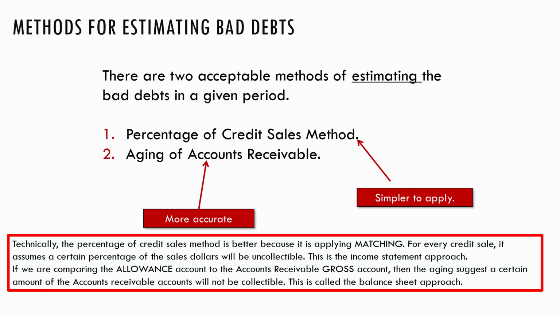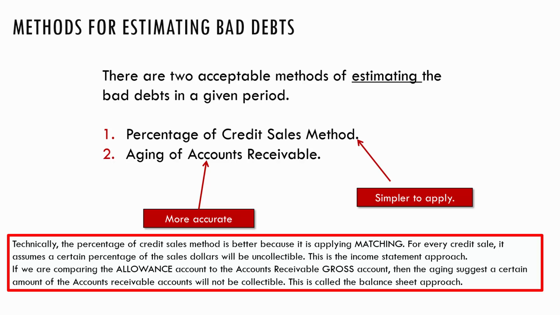The other method, which is more accurate, is to have someone go in and analyze those accounts receivable and figure out which of these we're going to be able to collect on and which we aren't going to be able to collect on, and make sure that the allowance account is equal to those uncollectible estimates in our accounts receivable.